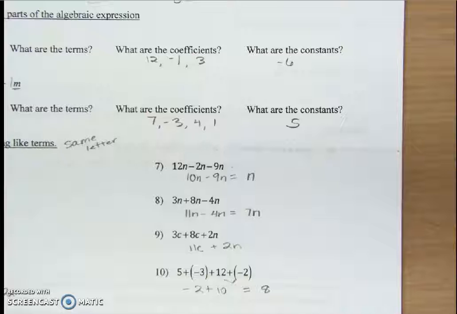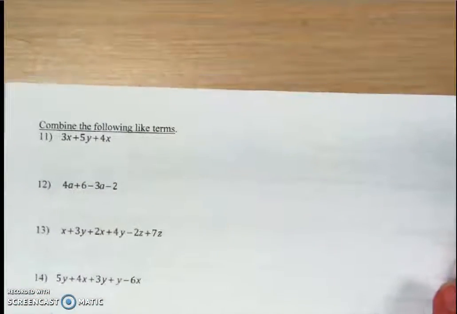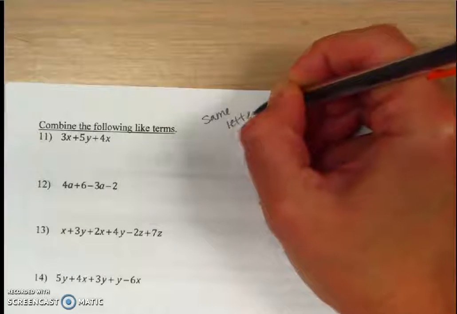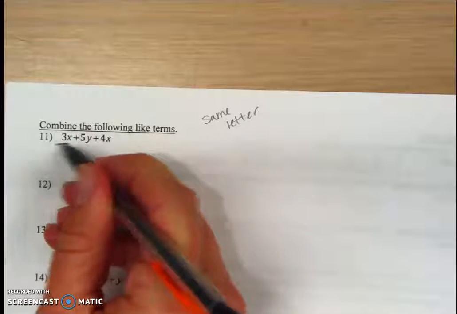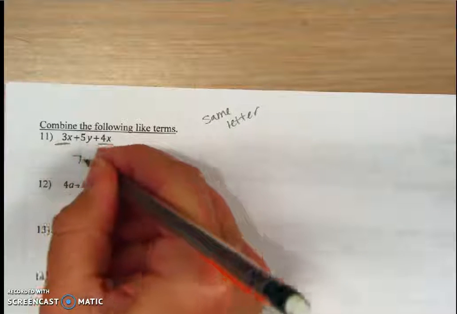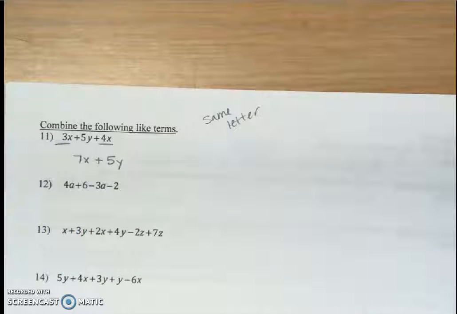Notice nothing on there has a letter. Those are all constants, so they're also seen as like terms. This has a back, so let's turn to the back and go over here. All right, so combine the following like terms. Remember, that means they have to have the same letter, same letter, same exponent. All right, so we have 3x, 5y, and 4x. I see 3x and 4x have the same letters, so I can combine those. 3x plus 4x would be 7x, and then I just bring down the plus 5y, because that's the only one with y. So that's where we would stay. That would be completely simplified.